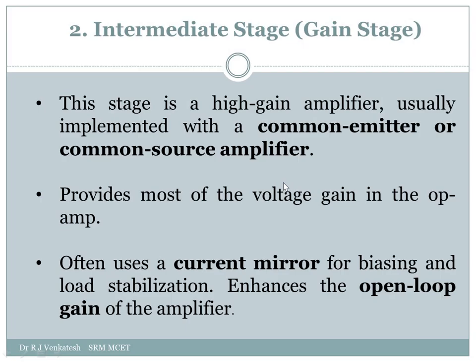What do you mean by open loop gain? Open loop gain is when you give the input without feedback and you can amplify. That is open loop gain, right? So in the second stage, you are mainly focusing on amplification, right? You are using common emitter, common source amplifiers. It's a high gain amplifier. In the first stage you use BJT and MOSFET, and in the second stage you use the current mirror for biasing and load stability.